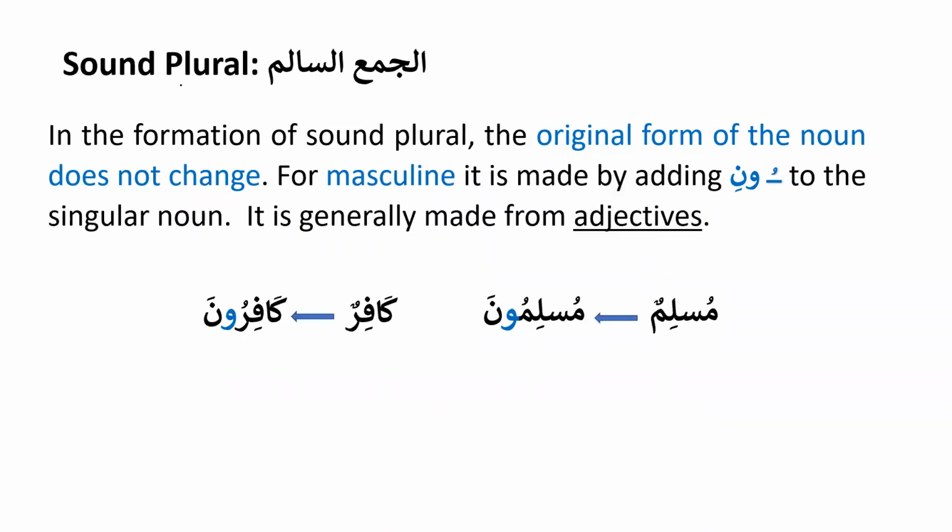Al-jam'u as-salimu, sound plural. So first we focus on the sound plural, and then inshallah we will have a brief introduction about the broken plural. In the formation of the sound plural, the original form of the noun does not change. So that's very important. The original form of the noun. For example, what's the original form of the noun? Muslimun. Okay. So though no change will take place internally, there will be some addition to that. And what will be the addition? There will be addition of waw, and then there will be the addition of noon with fatha and not with kasra. So it will be muslimuna.